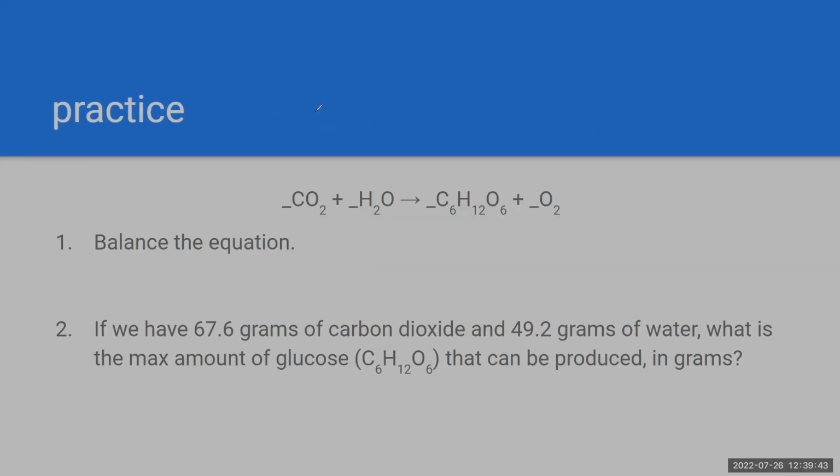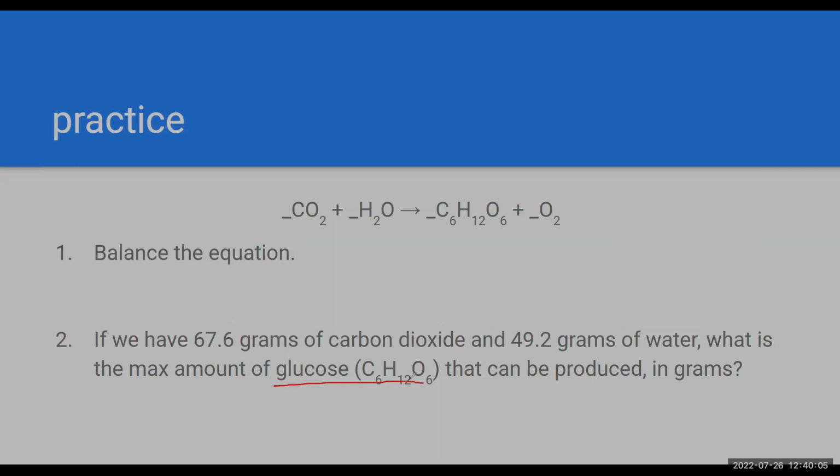All right, so finally, we have this last set of problems. It's going to be this reaction. So carbon dioxide reacts with water to form C6H12O6 plus O2. So C6H12O6 is going to be the formula for glucose and you can see is written down here. And so for the first part, we're going to balance the equation. So I'm going to give you a moment to try that out on your own and see if you can balance out the equation.